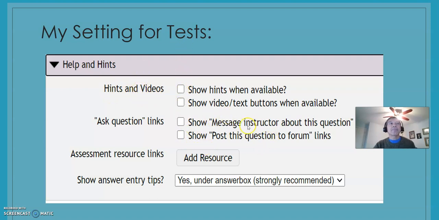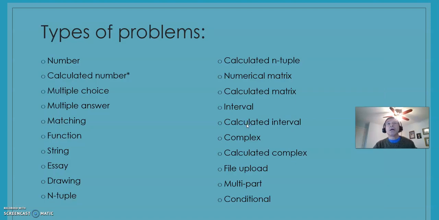And then with the helps and hints, my settings for tests, I don't show those things, and I don't have the link. So the types of problems that are available for you to use, in all these different courses, including chemistry and physics, or for you to write or template to write your own questions, are number questions. That's just straightforward. The answer is a number, very basic. Calculated number. And when you see the word calculated, that means it's algorithmically generated. So this is the one I use definitely a high percentage of the time.